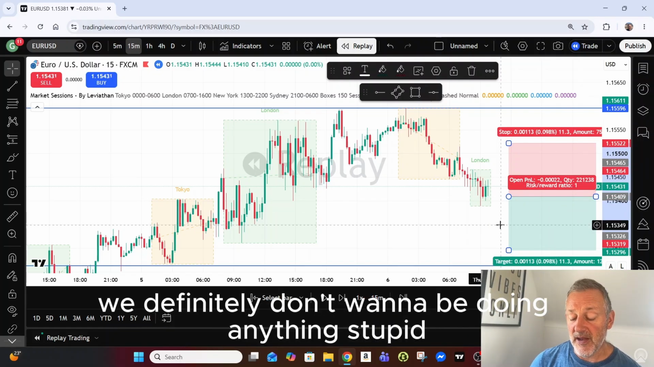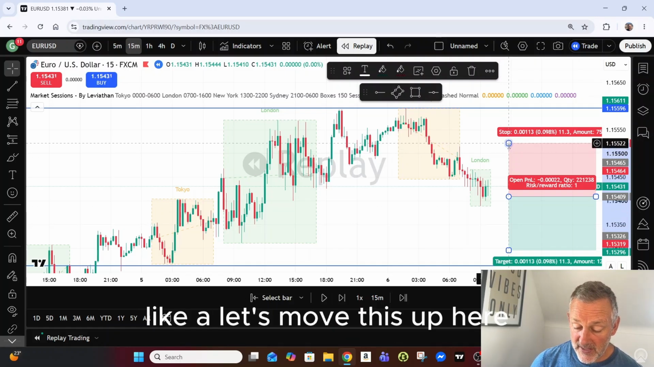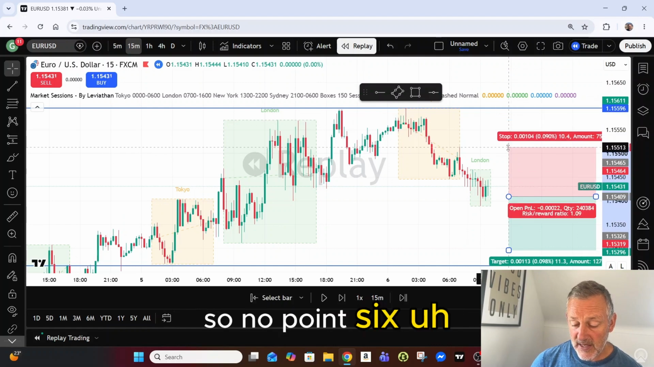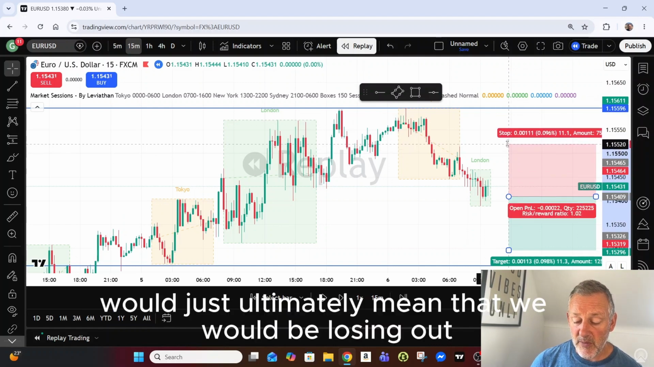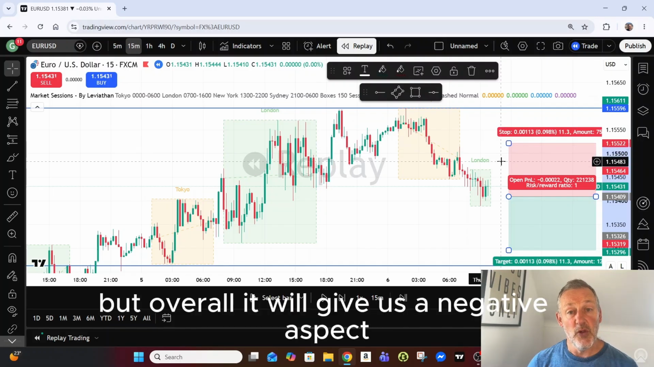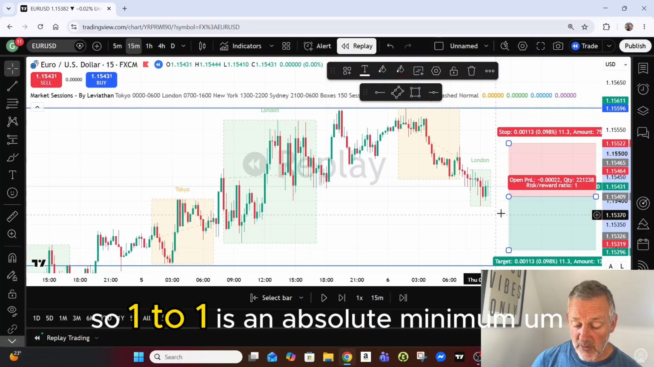We definitely don't want to be doing anything stupid like, let's move this up here. We don't want to be doing something like that. So 0.6 would just ultimately mean that we would be losing out. Not every trade, but overall it will give us a negative aspect. So 1-to-1 is an absolute minimum.